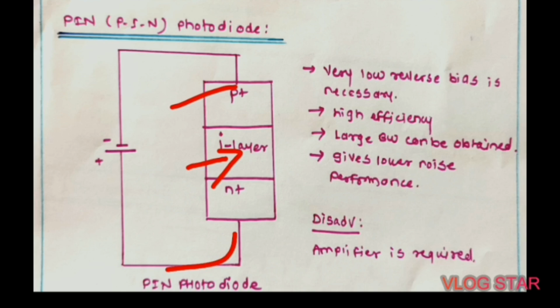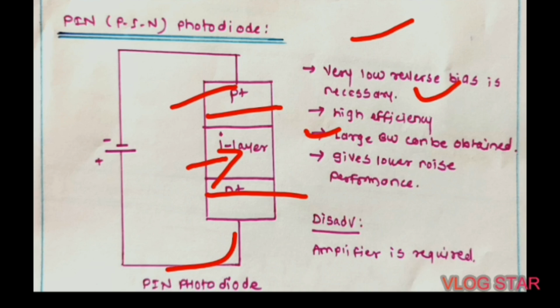This reverse-biased PN junction acts as a capacitor. This is your P and this is your N, and here the I layer is sandwiched between the P and N, so they act as the capacitor. Here the I layer is the depletion region which acts as a dielectric material. This PIN photodiode has many advantages. The first is that a very low reverse bias is necessary for the PIN photodiode. Second, it gives high quantum efficiency.